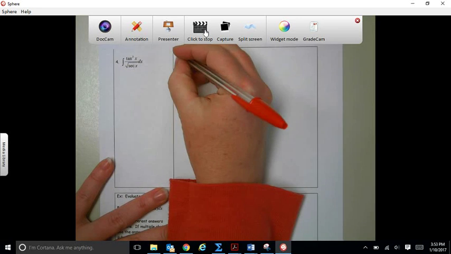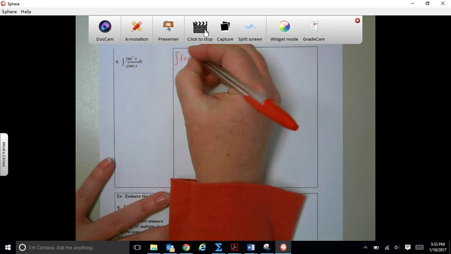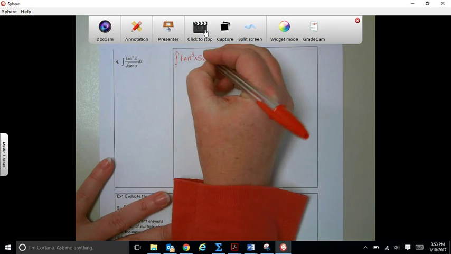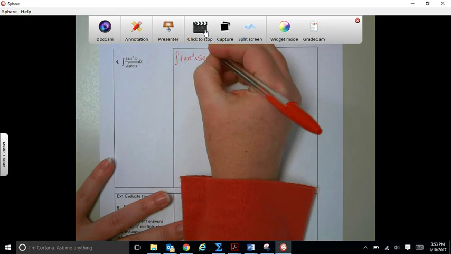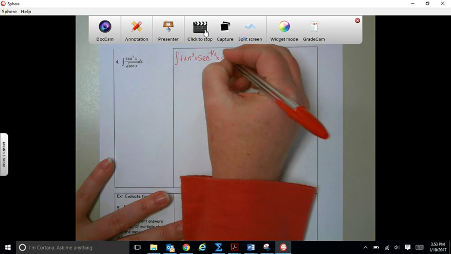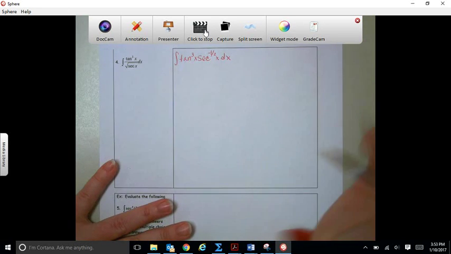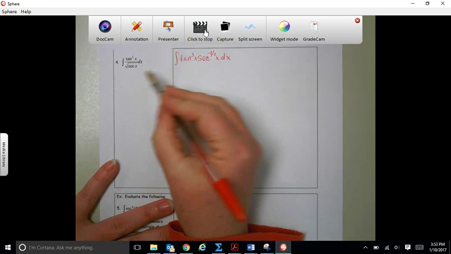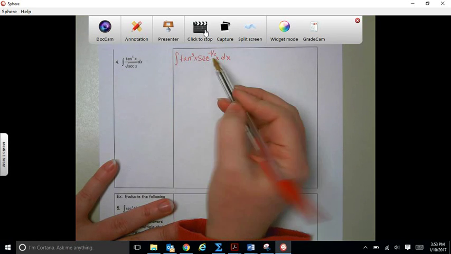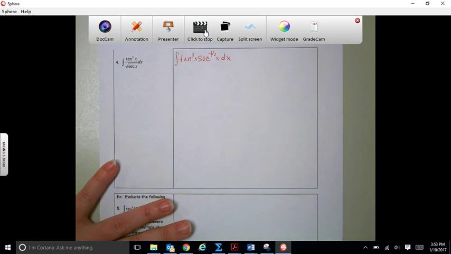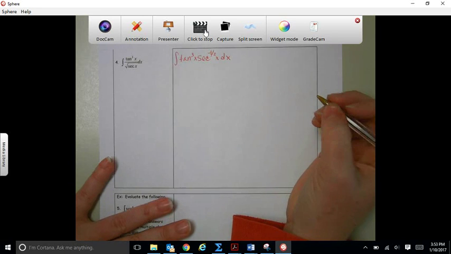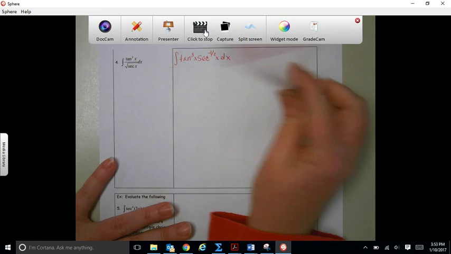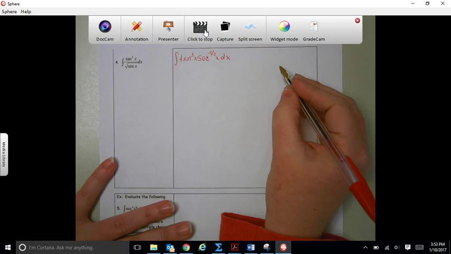So again, I'm going to rewrite this. This is a tan cubed x and a secant to the negative 1/2 x. It's allowing me to see it a little bit easier when I go from radical to exponential form. Okay, so can I pull out the secant squared?